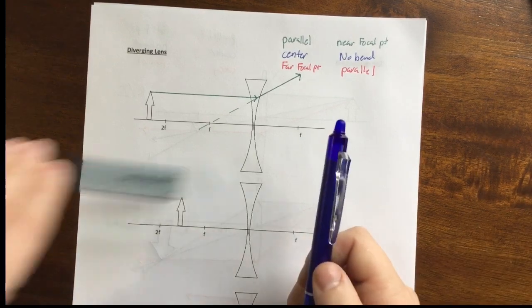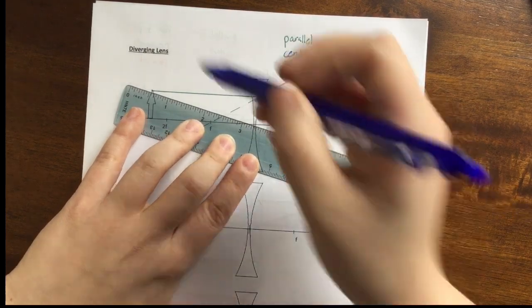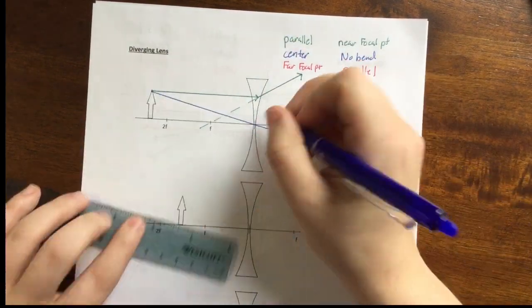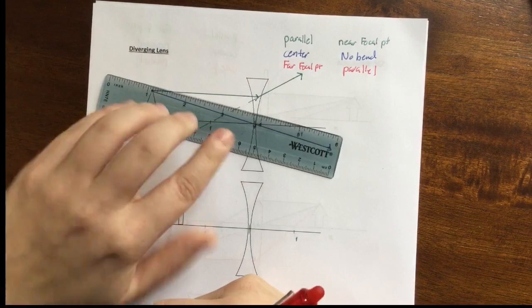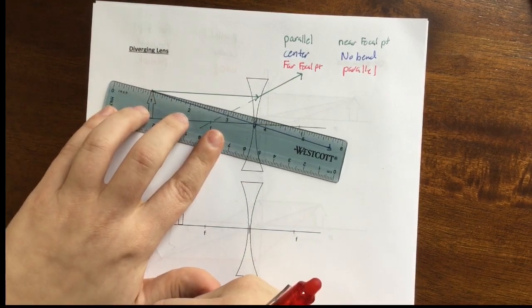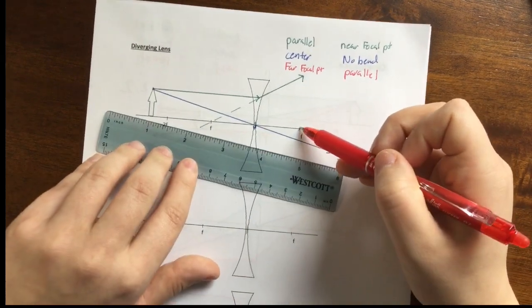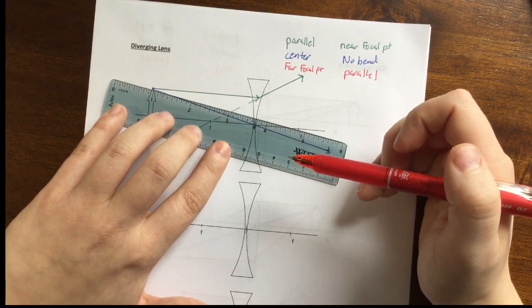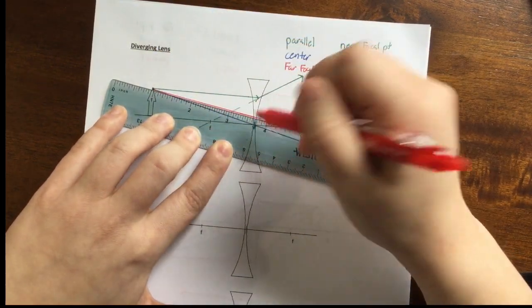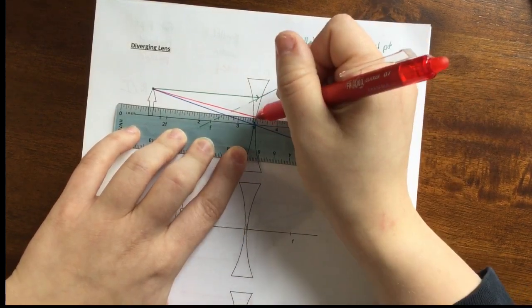The next one goes through the center. This is like what we did before. No bend to that. Our last one, we start by aiming it towards the far focal point. It's the one over on this side here. We start aiming it towards the far focal point, and then it emerges parallel.